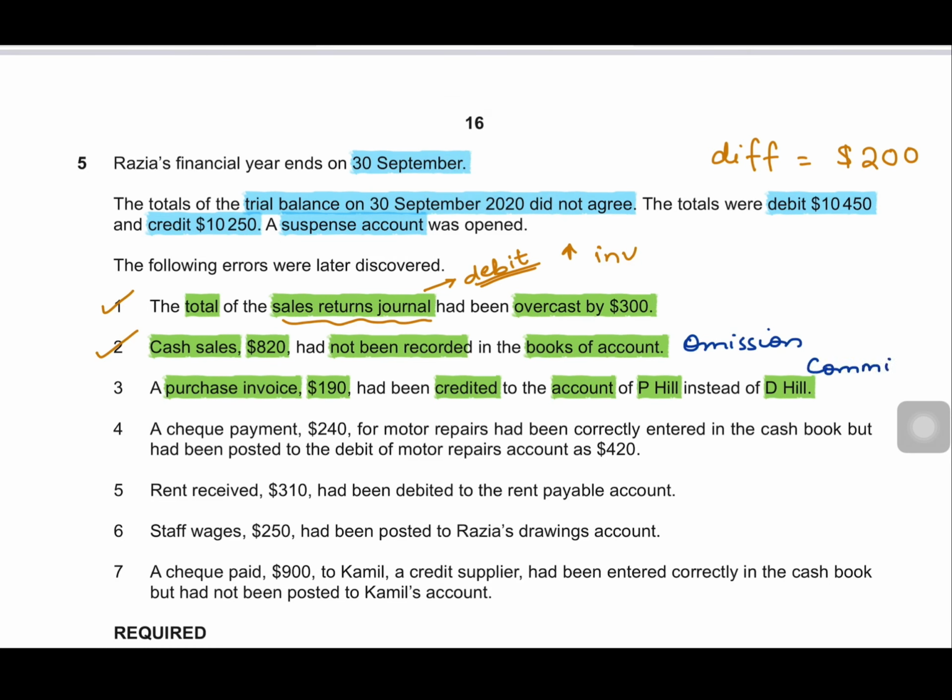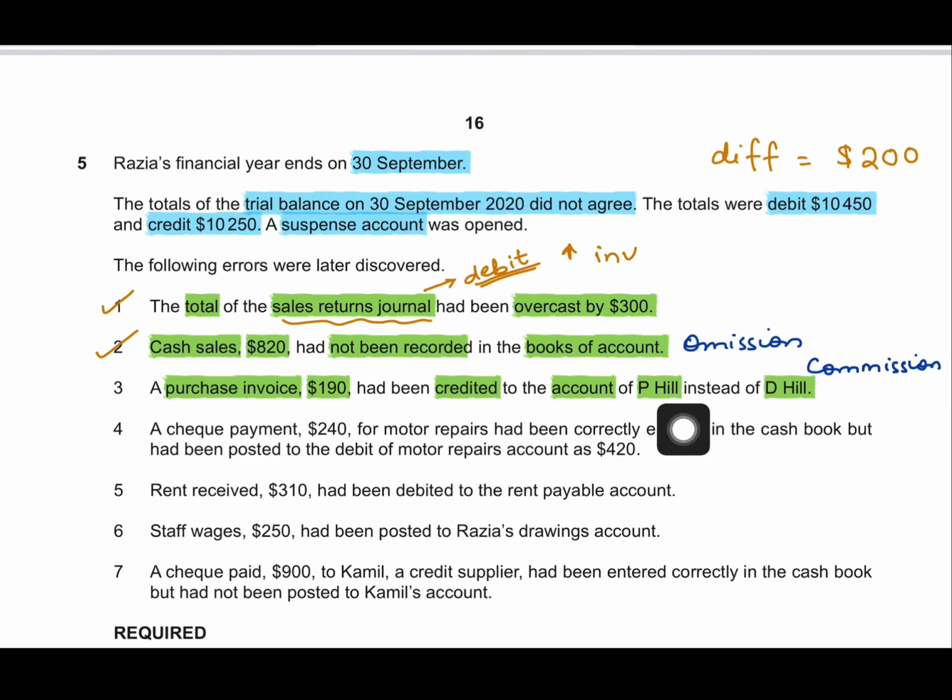Assuming that both of these are Razia's suppliers, instead of crediting D Hill, she has incorrectly credited P Hill. But whenever the error is in the same class of account, assuming that these two are the suppliers, this type of error is called error of commission. So now how will we correct this?